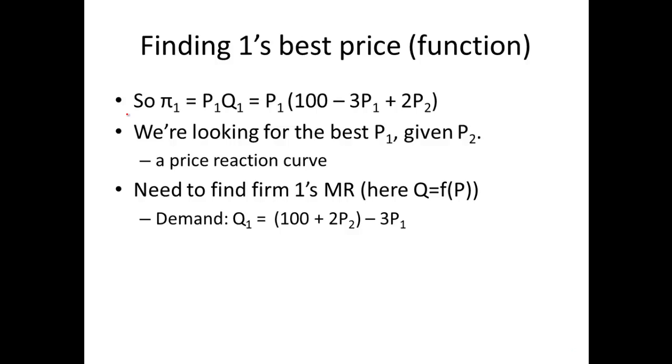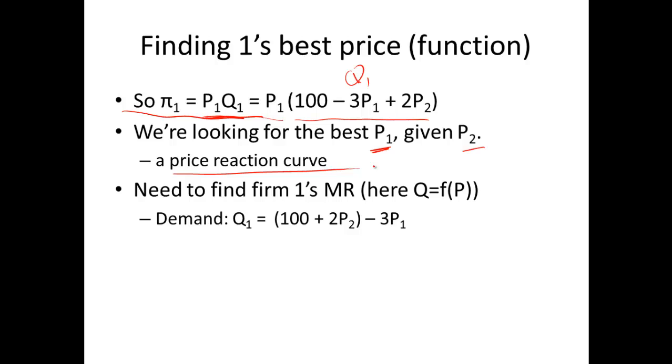So what have we got here? Profit for firm 1 is just P1 times Q1. There are no costs, so revenue is profit. Now, if we substitute for Q1 this expression that involves P1 and P2, we have that profit for firm 1 equals P1 times the quantity 100 minus 3P1 plus 2P2. And again, what we're looking for is the best P1 to charge given the price P2 that's being charged, and that's going to be a price reaction curve.